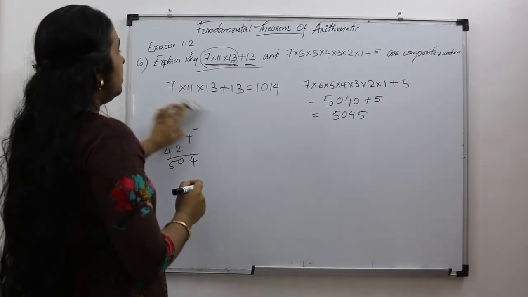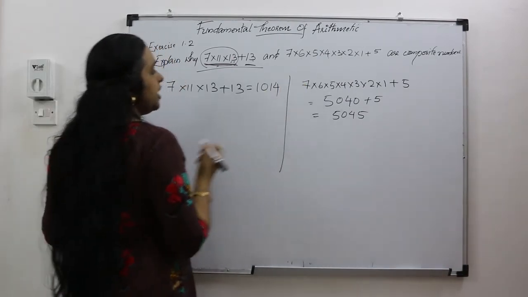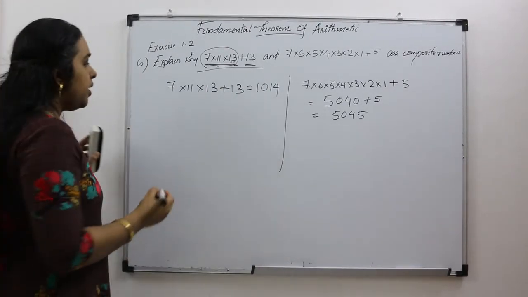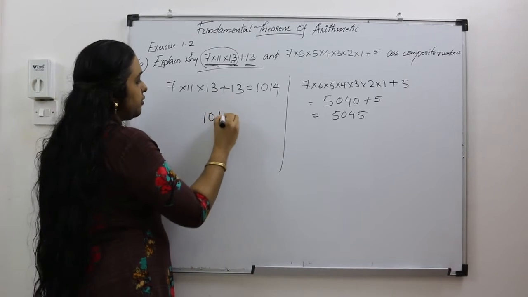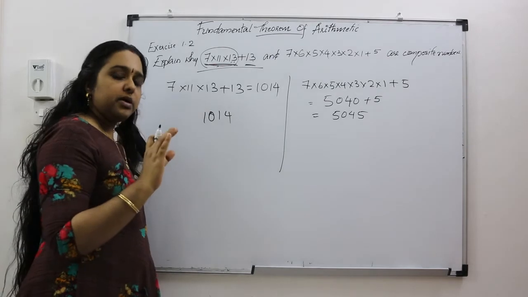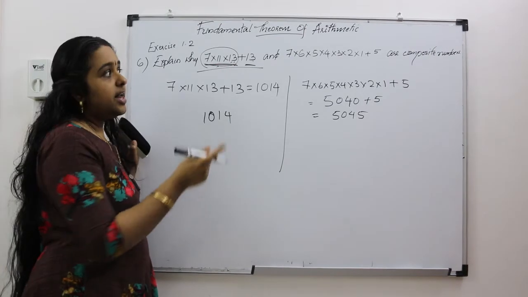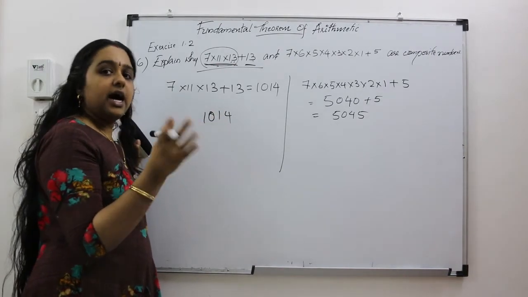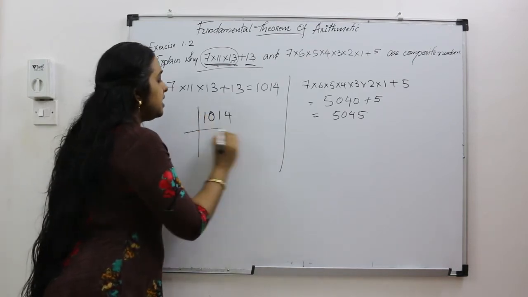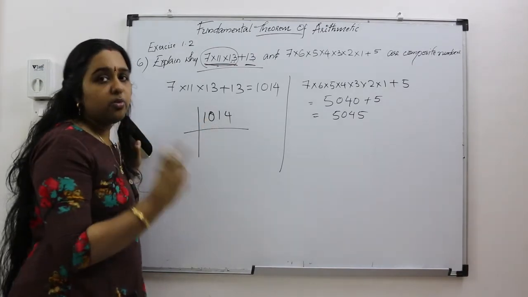Our two terms are 1014 and 5045. We have to check whether these two numbers are composite numbers. First I am going to factorize 1014. Why am I factorizing the numbers? Because we know that prime numbers have only two factors, that number and 1, whereas a composite number has factors other than 1 and that number itself. So when I factorize it, if I get some other factors other than 1 and 1014, that number will be a composite number.